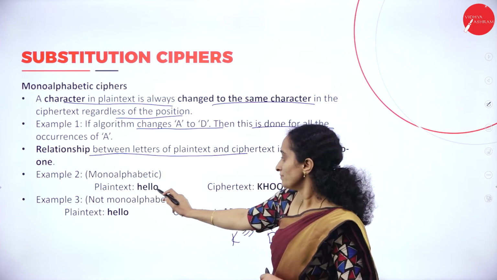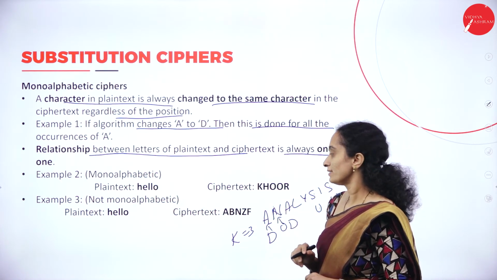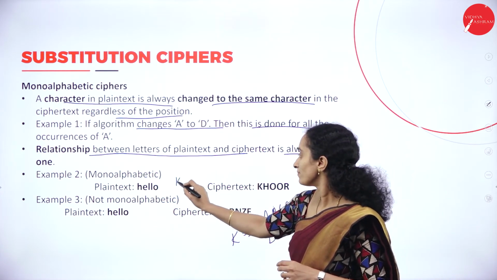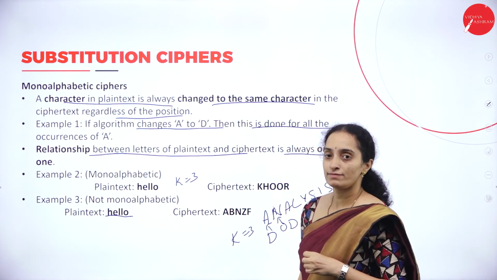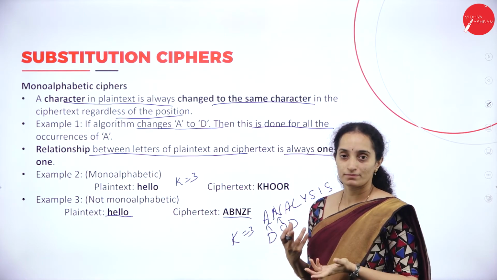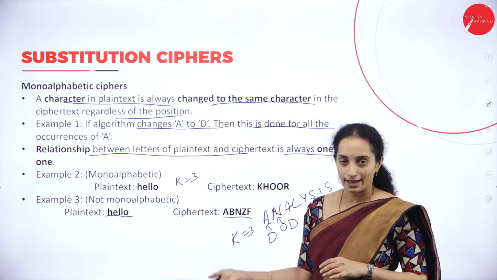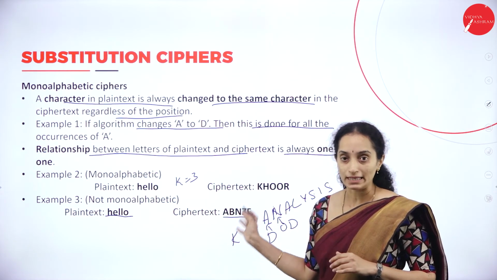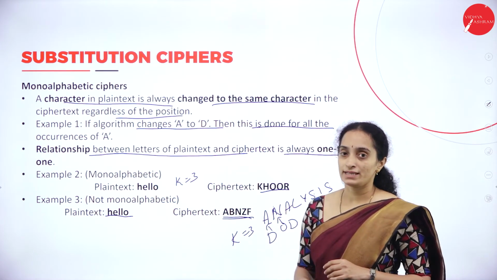Example: here I have given plain text. If it is hello, the ciphertext will be KHOOR with key equals 3. Next is an example with plain text hello, where the ciphertext will be random. This is also a 1 to 1. That means A is replacing only the H. It will not replace any other characters. But they are randomly replaced, not in an order.